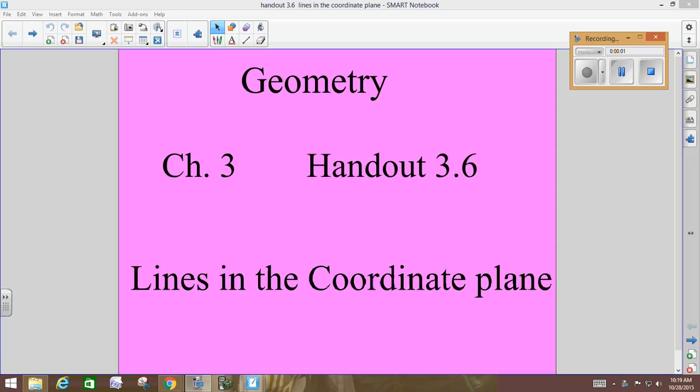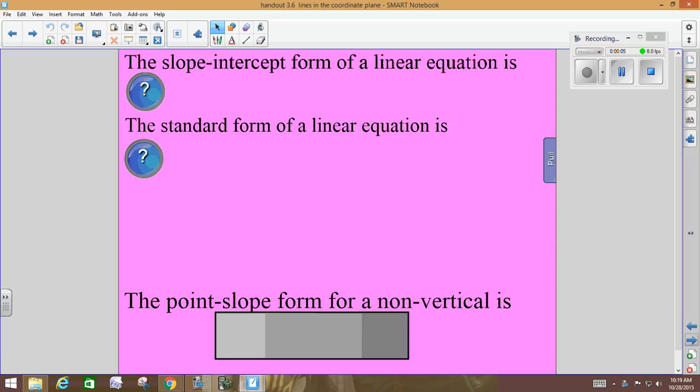Lines today. Tomorrow we're going to write the equations. Okay, so there are three forms of a line. You can write the equation of a line three different ways. You can write it in slope-intercept form, which is y equals mx plus b.